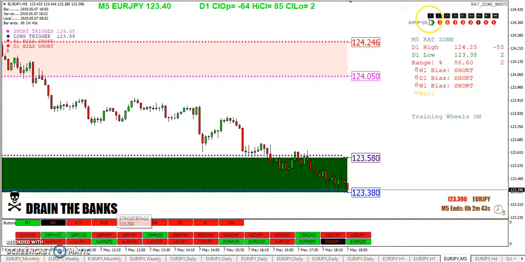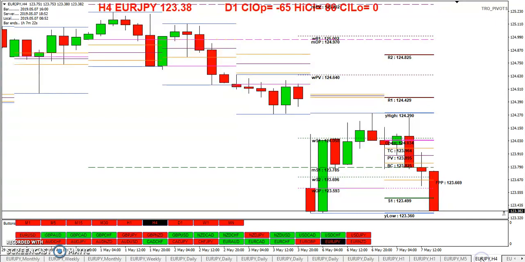Okay, as you can see here, we've got a bright red. See how it's making a lower low? So that's why it's bright. And we have seen, and we took out the pivot. Here's the weekly pivot, 124.64. That needs to be hit sometime, maybe next week.